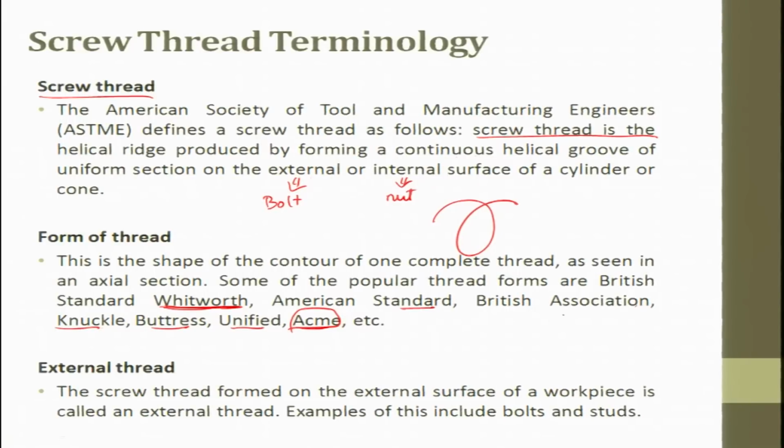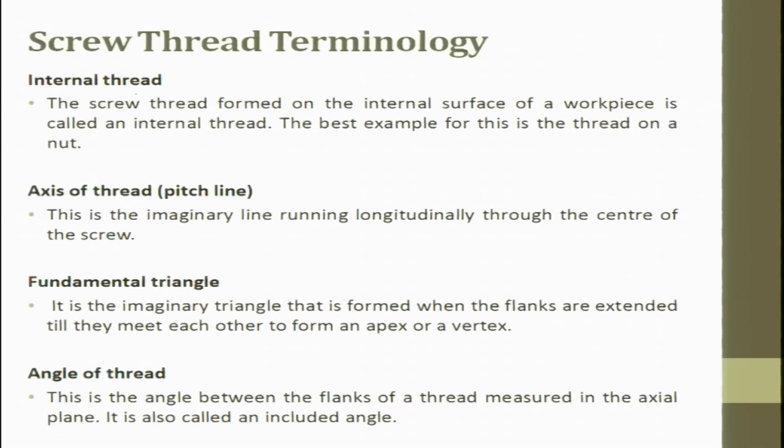External thread and internal thread. The screw thread formed on the external surface of a workpiece is called an external thread. For example, a bolt or stud are external threads. When we talk about internal threads, the screw thread formed on the internal surface of the workpiece is called an internal thread. For example, in a nut.